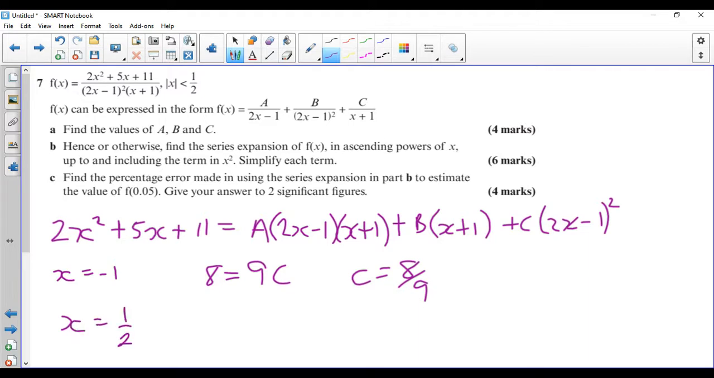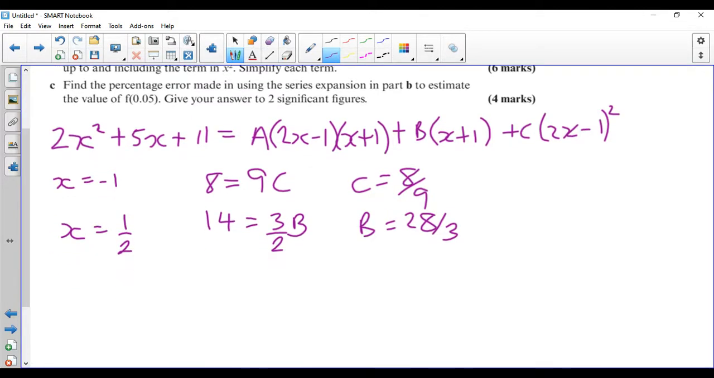X equals a half will get rid of 2x minus 1. I will get 14 on the left-hand side. Again, just pop it in your calculator. And 3 over 2 lots of B on the right-hand side. So B is 28 over 3. Okay, now, obviously, whatever I stuck in got rid of A.